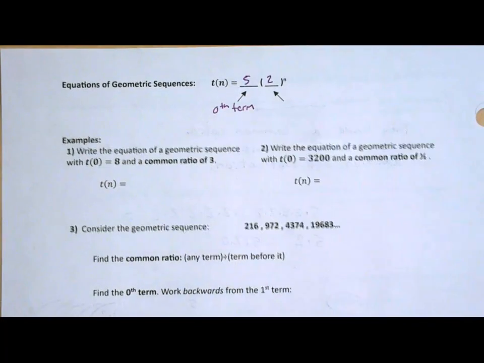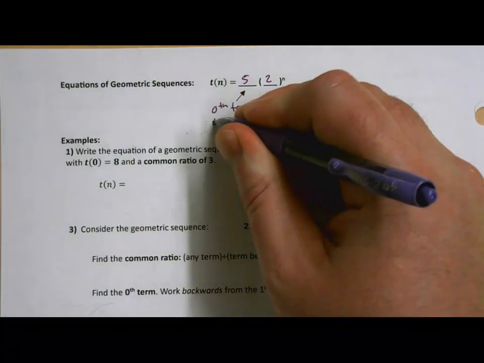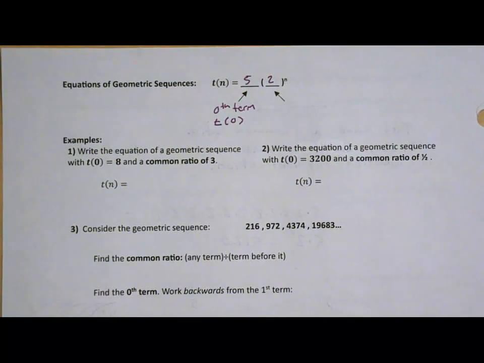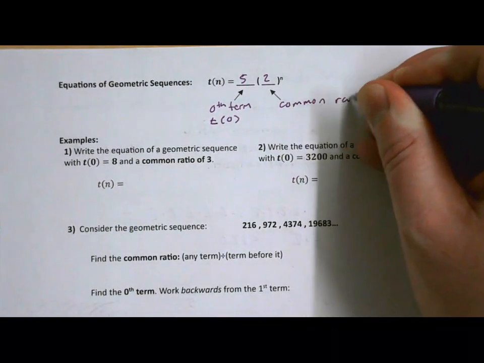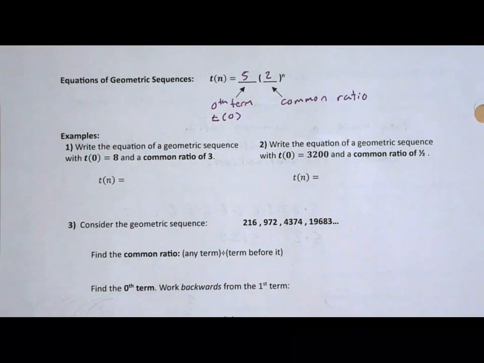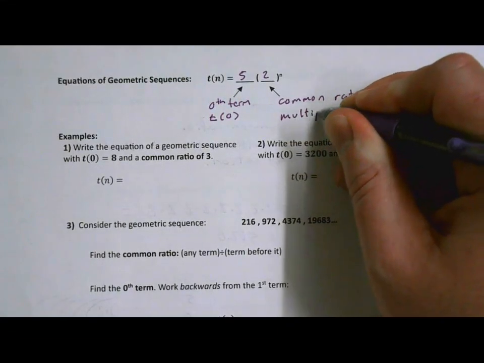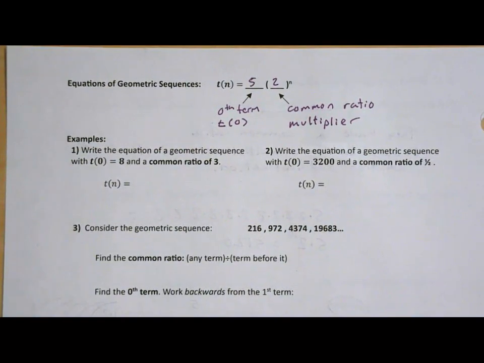Let's take notes and label that. 5 was the 0th term. Sometimes we write that as T0. And what was special about 2 in that problem that we just did on the front side? It was the common ratio. And I'm going to give you another name for this that we're going to end up using when we get to chapter 7. Sometimes we call this the multiplier. Do you see why we might use that name as well? Because it's the thing that we're multiplying by over and over and over again.